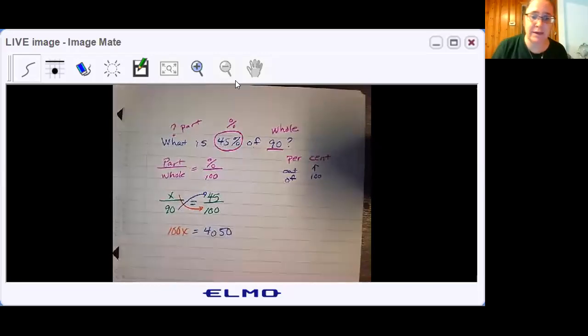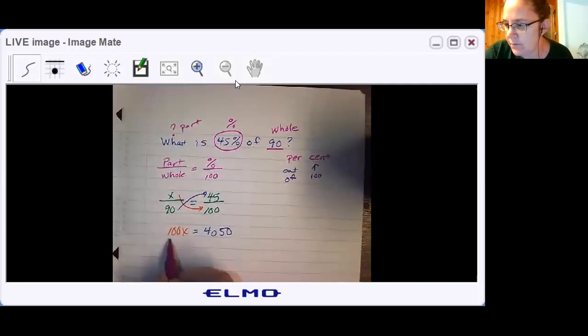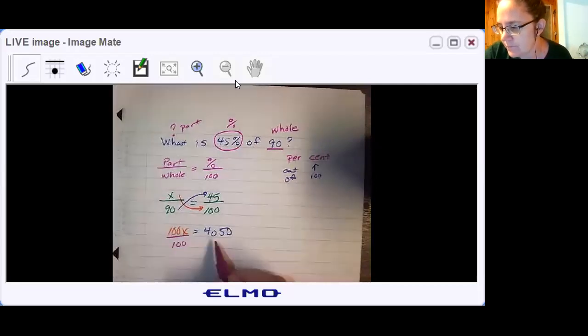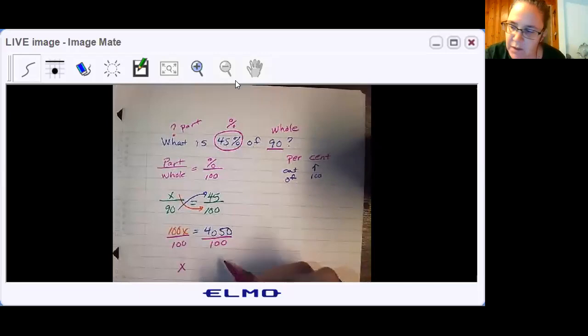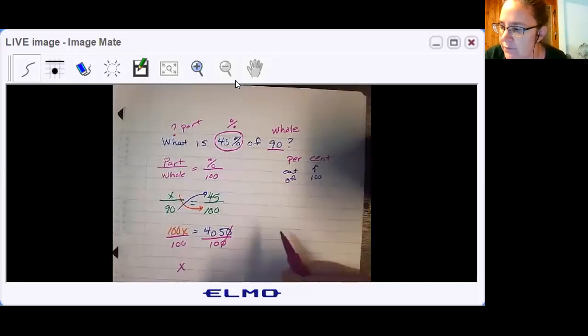Now, I want what x is. I want that part. I want to figure out what this is. So now I have to divide both sides by 100 to find out what x is. Now, cool math trick. If you're dividing something and the top and the bottom both have a 0, you can cancel them out. It's like dividing by 10. Now all I have to do is 405 divided by 10.